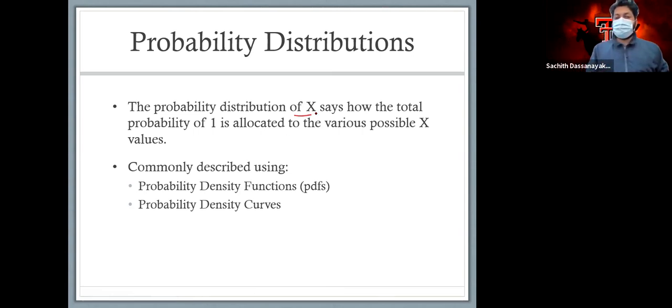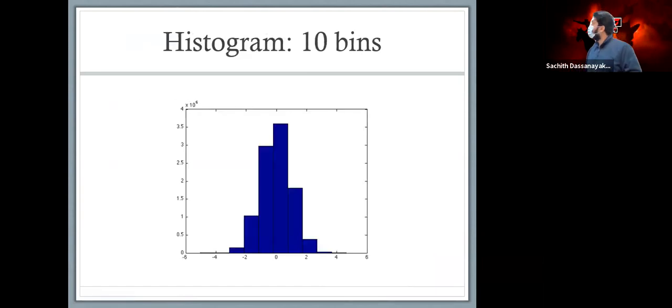X says the total probability of one is allocated to the various possible values of X. So X has many values. Right now, it is not just 1, 2, 3, 4, it is like a range or interval, from 0 to 1. So now it is the PDF. Consider this histogram. I don't know whether you can see it, start from here. You have 10 bars in this histogram.